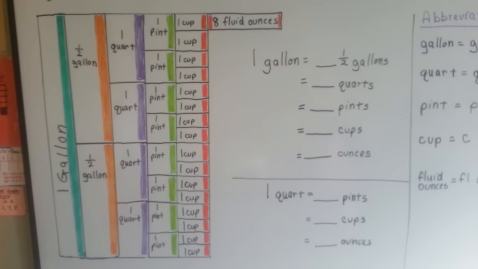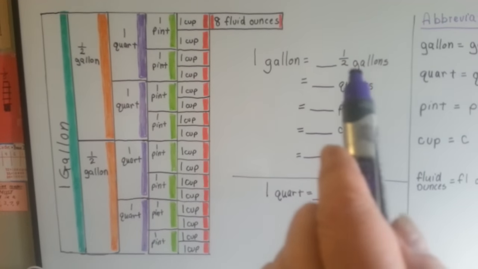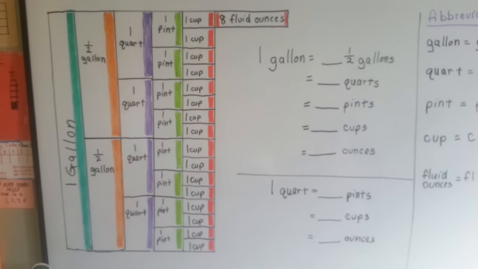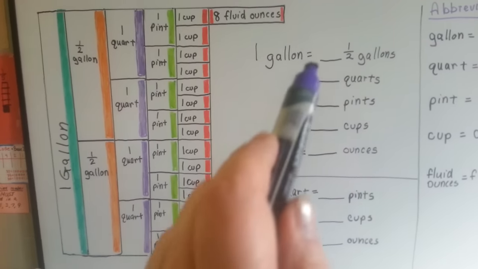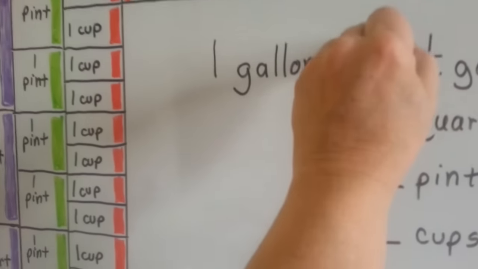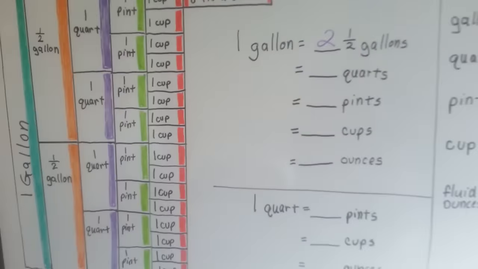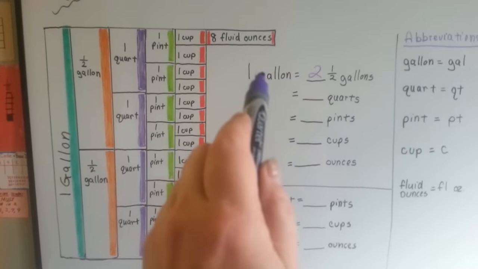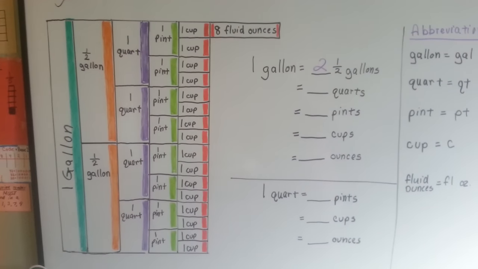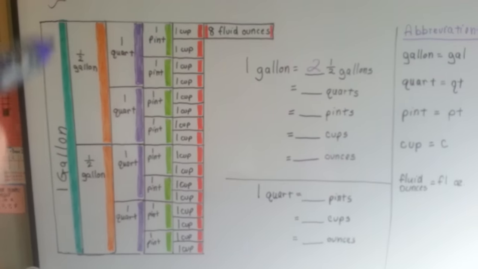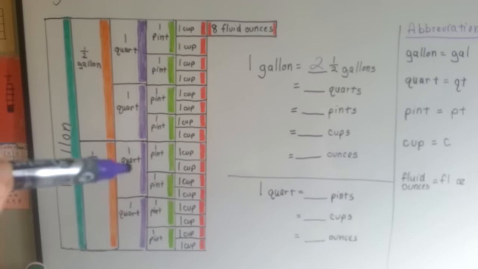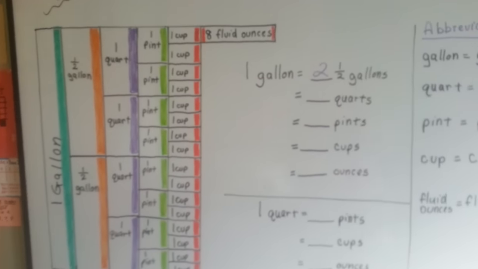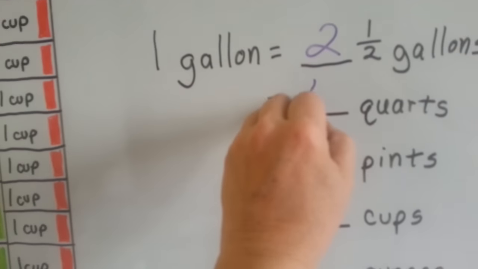So let's see if we can fill this out. How many half gallons are in 1 gallon? Here's the whole gallon, and there's 1, 2. So I'm going to put a 2 there. Next one. In a whole gallon, how many quarts are there? This is the whole gallon. How many quarts do you see? 1, 2, 3, 4. There's 4 quarts to a gallon.